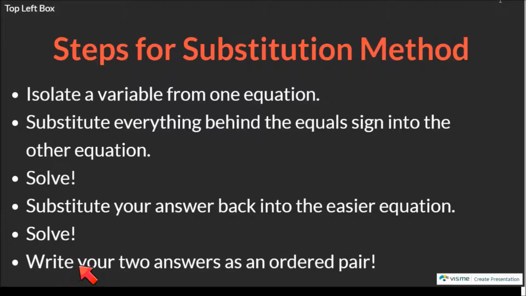And then finally, you're going to write your answers as an ordered pair. So it's kind of like with graphing. At the end, if you have a point where they cross, you write them as an ordered pair. Same thing here. So this is the top left box. Okay, let's look at the top right box.